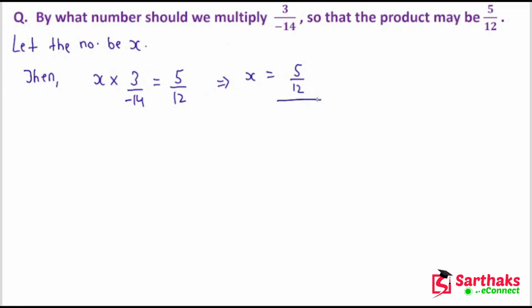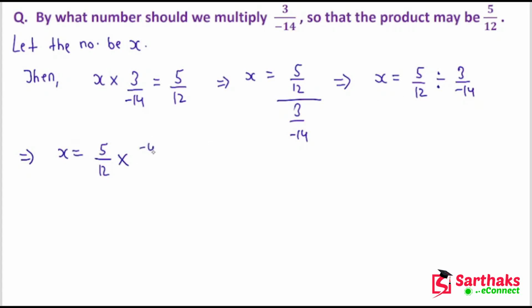5 upon 12 whole upon 3 upon minus 14, which again implies that x equals 5 upon 12 divided by 3 upon minus 14. We are treating 5 by 12 as a numerator and 3 by minus 14 as a denominator. Again, here x would be 5 upon 12. When the division sign changes into multiplication, the right hand side of the division sign gets reciprocal.